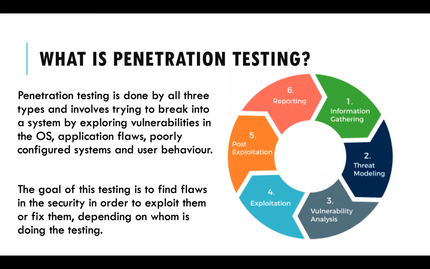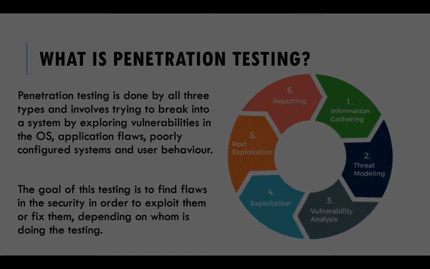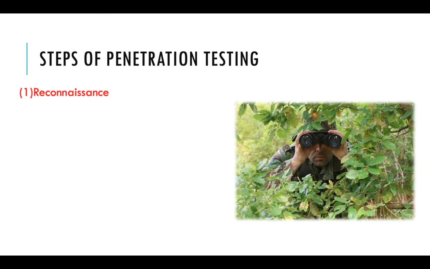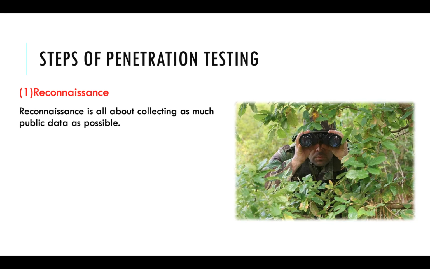So let's go through the steps of penetration testing. The first step is all about reconnaissance and making as little noise as possible. Reconnaissance is all about collecting as much public data as possible, and this can include things like the software in use, the names of the employees and the IP addresses. And that could even be down to speaking to the people that work there, taking pictures of them as they leave their workplace, and taking pictures of their lanyards.